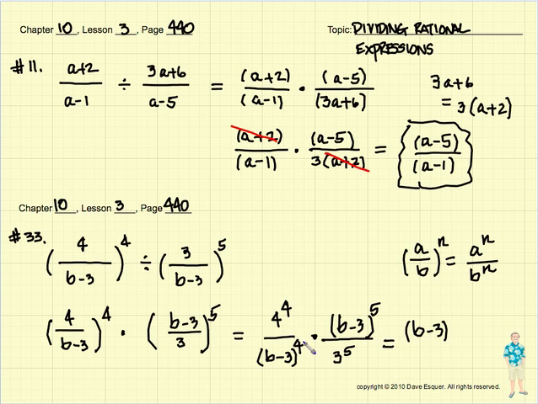because we got a 5 and we got a 4, so we subtract them, so that's just b minus 3 to the first power, times 4 to the fourth, and all that divided by 3 to the fifth. And I think if we look in the back of the book, we didn't have to simplify 4 to the fourth or 3 to the fifth. We ended up with that answer.